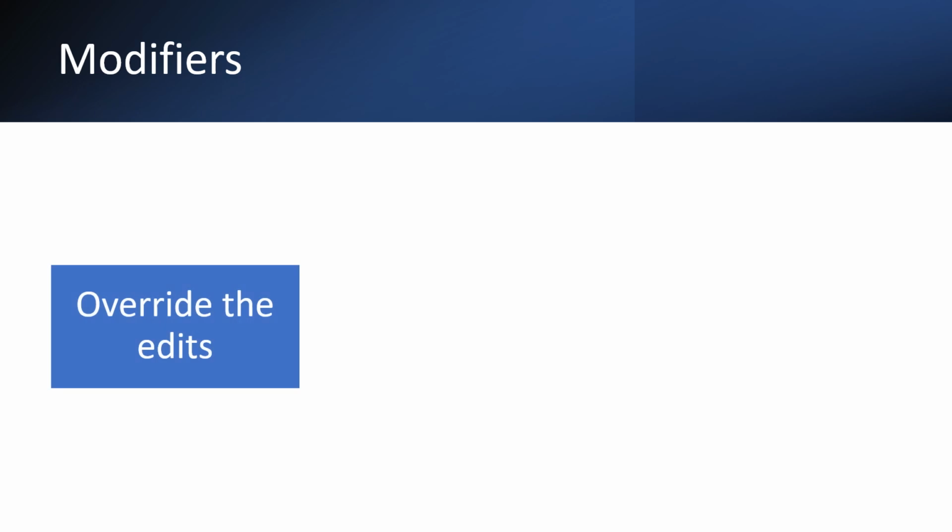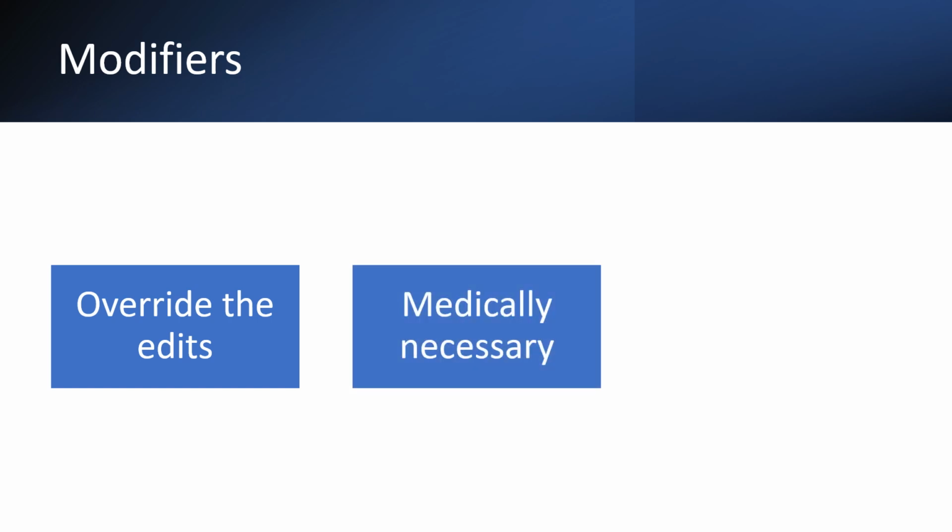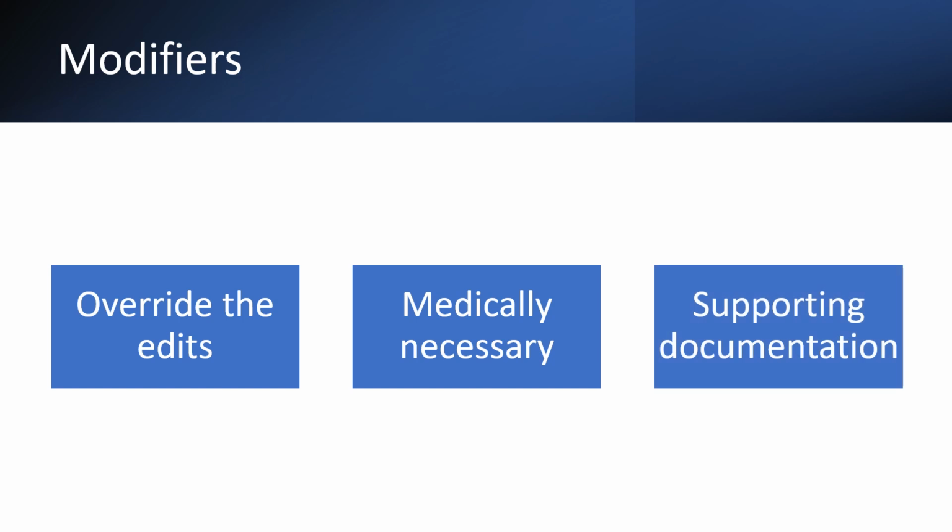I've mentioned modifiers a few times in the previous slides. Let's explain those just a bit further. First, modifiers can be used to override the procedure-to-procedure edits in some cases and the MUEs in some cases. They do not override the add-on code edits. In order to use a modifier, it must be medically necessary to override the NCCI edits. You must have supporting documentation of the medical necessity before billing. Appending a modifier to override the edits without the supporting documentation and medical necessity is considered Medicare fraud or abuse.